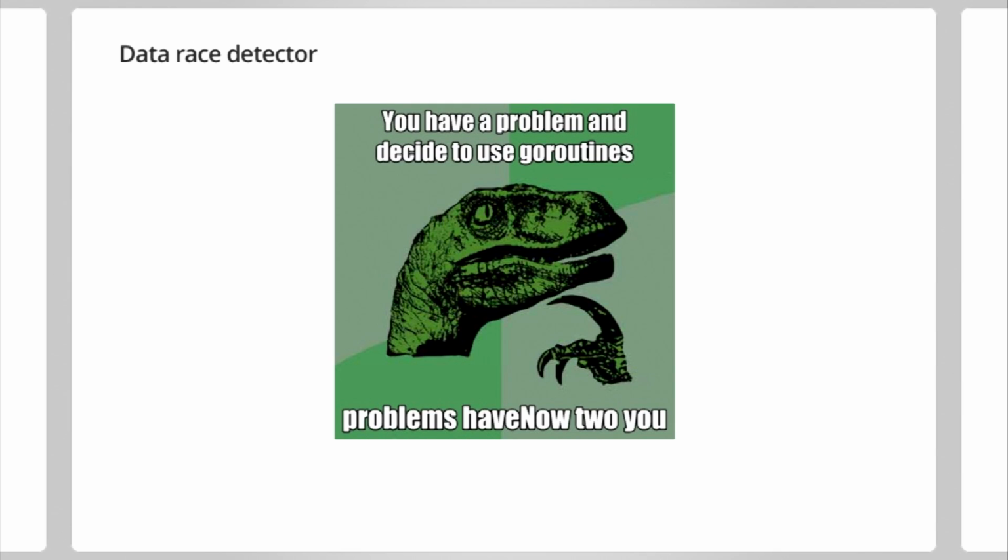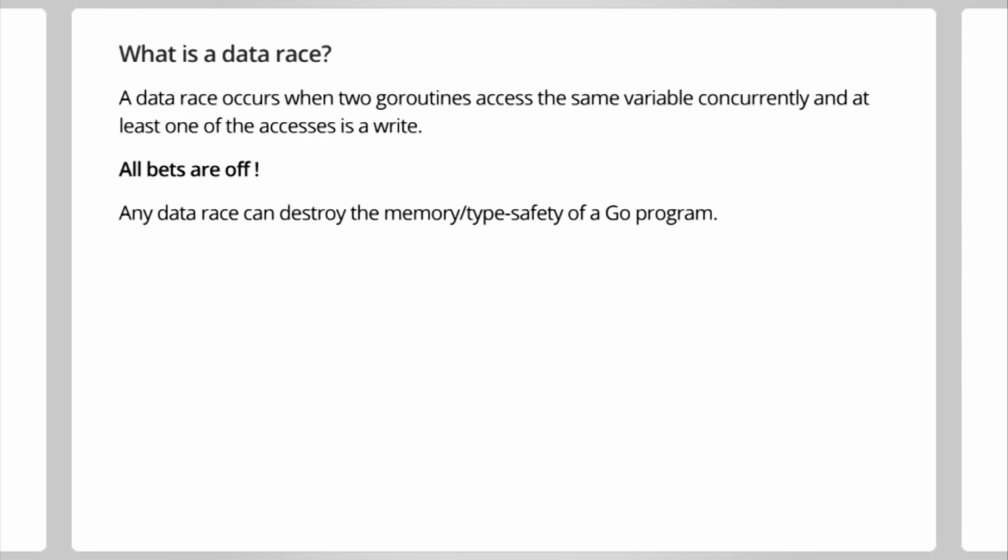So the data race detector. If you write Go code, you most likely don't have a choice to not write concurrent code. And with concurrent code come data races, and data races are bad. So what is a data race? A data race occurs when 2 Go routines access the same variable concurrently, and at least one of the accesses is a write. And if you have a data race, all bets are off.